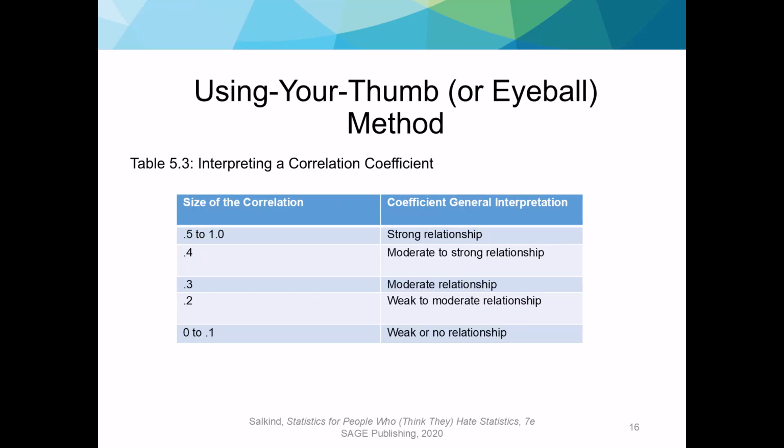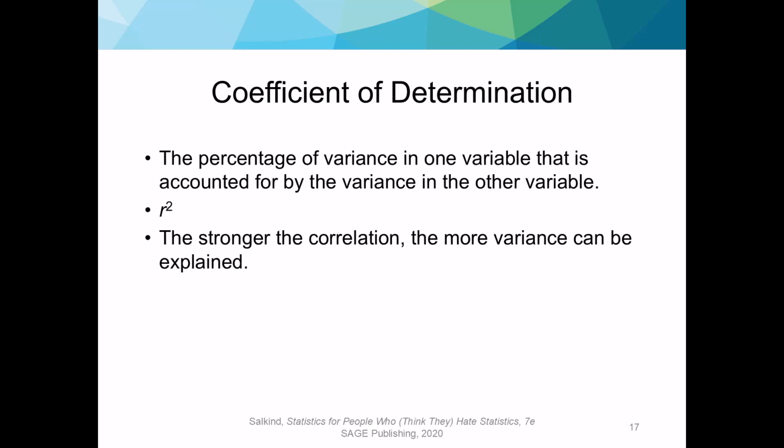So how do you interpret the strength of a correlation? This table provides a helpful rule of thumb. A correlation between 0.5 and 1.0 is generally considered strong. A value around 0.3 is moderate, and a value from 0 to 0.1 is considered weak or non-existent. Going beyond the correlation coefficient itself, we have the coefficient of determination, or R squared.